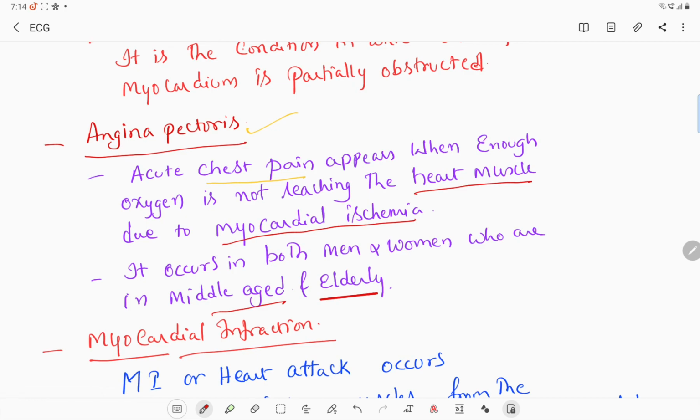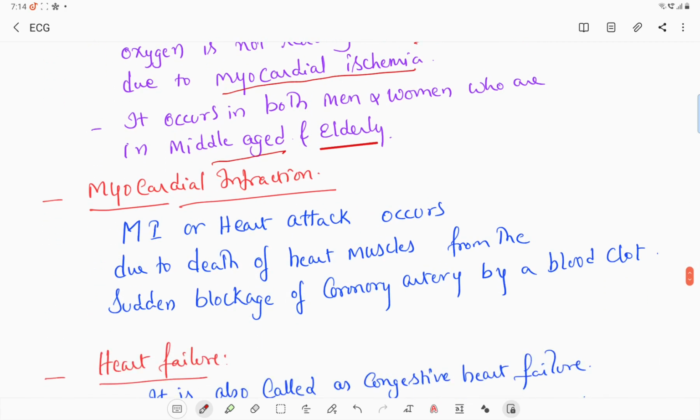Next one is myocardial infarction. Myocardial infarction or heart attack occurs due to death of heart muscles, which is also called necrosis. Why does death of heart muscles occur? Due to sudden blockage of a coronary artery by a blood clot. You all know that the coronary artery supplies oxygenated blood to the myocardium. If the coronary arteries are blocked, then it causes a heart attack.